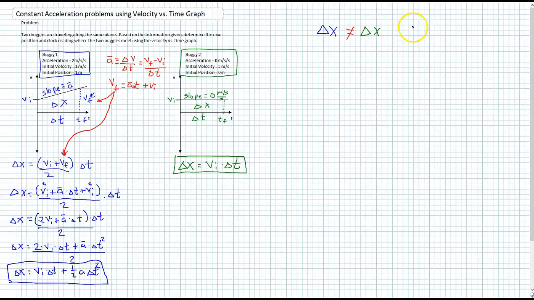And so what I'm going to do is go back to my definitions. The displacement is equal to your final minus your initial position. And why I'm doing this is that when they collide, xf is the same, and that's kind of the whole point of the question. So what I'm going to do is substitute what delta x equals into my trapezoid formula. So here we go.